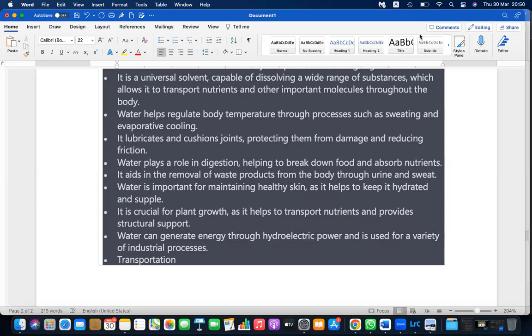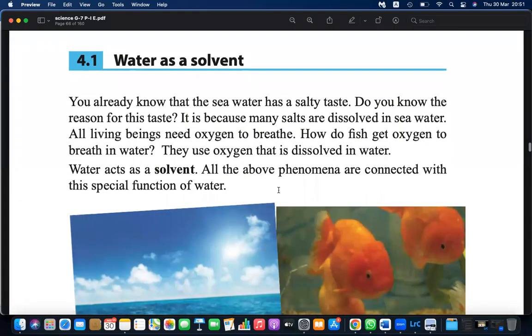Right. Here, the first thing that they have mentioned is water as a solvent, because I said that in the note also. I said it is a universal solvent, right? So they have given some examples. Sea water is salty. How? Because most of these things like sodium are dissolved in water. Many salts are dissolved in water. That is the reason.